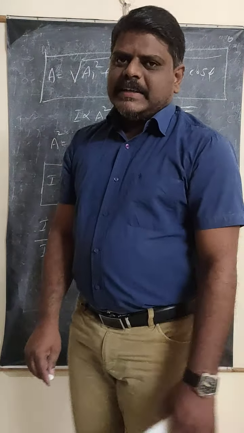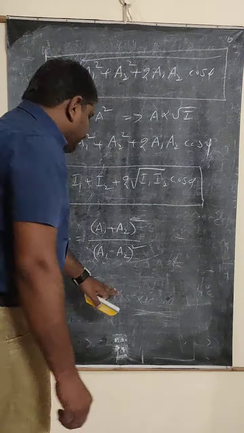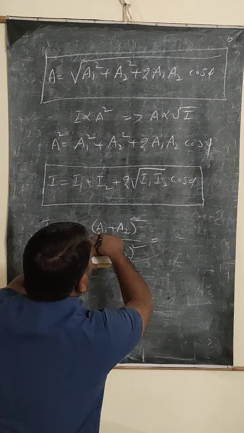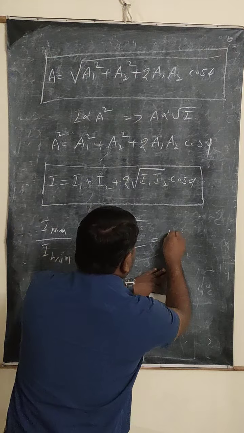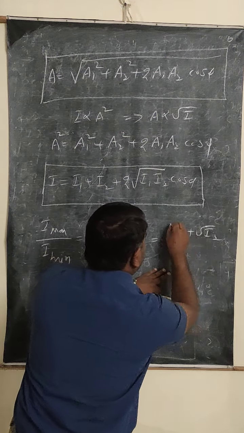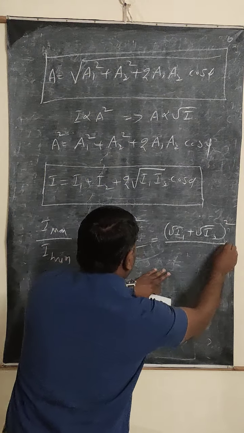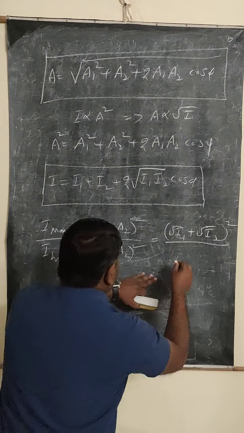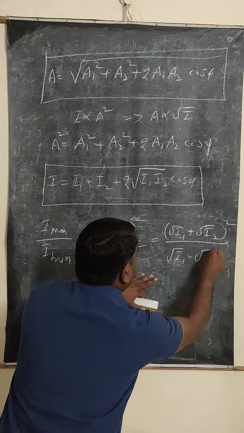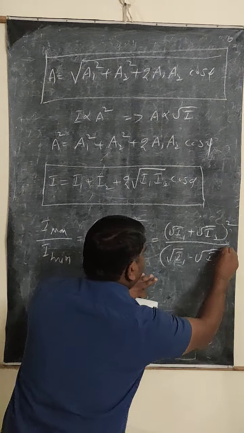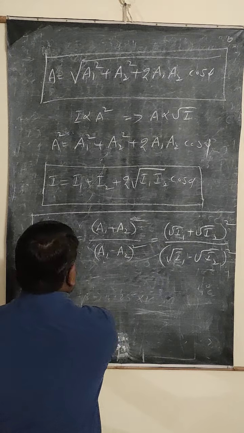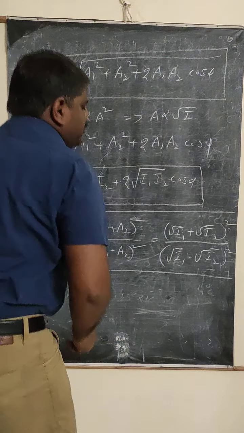In case you want to write it in terms of intensities, A1 can be written as root I1. So it is root I1 plus root I2 whole square, divided by, for the minimum, root I1 minus root I2 whole square. So these are the formulas we need to remember to find the answers.